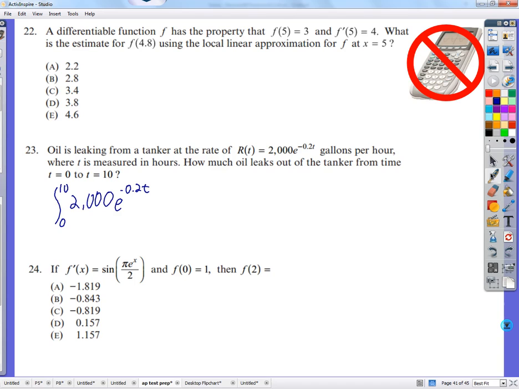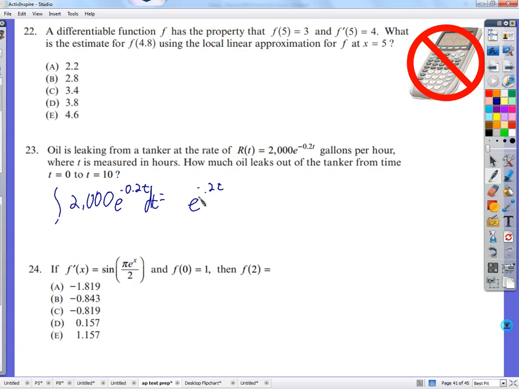Okay, so first let's not worry about the limits at the moment. Let's find the antiderivative. What's the antiderivative of 2000 e to the negative 0.2 t? First, it must have in it an e to the negative 0.2 t. We should have an e to the negative 0.2 t right here.